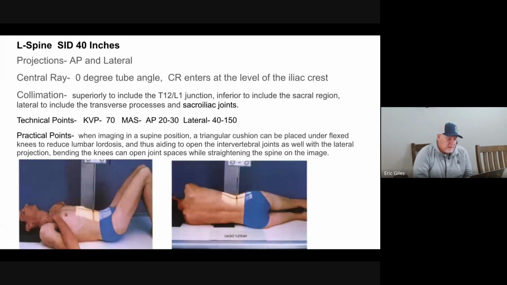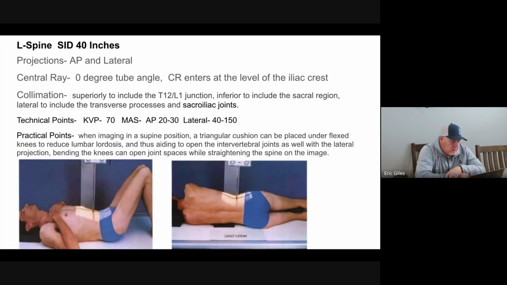So we lay the patient down on their back, we palpate the iliac crest, and that is where our central ray is going to be. As far as collimation, we want to include T12-L1. Inferior, we want to include the sacral region. We'd like to include the entire sacrum. We also like to see the SI joints on the AP. We want to be able to see the transverse processes and the sacroiliac joints.